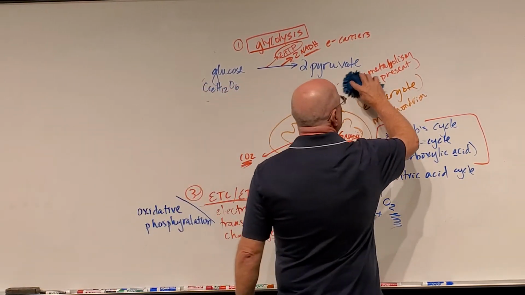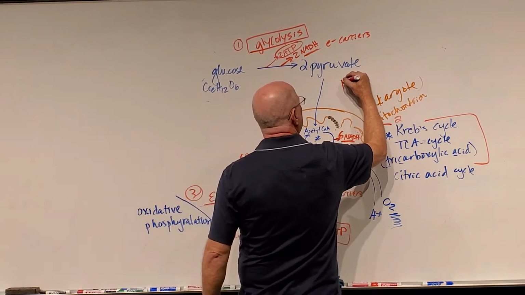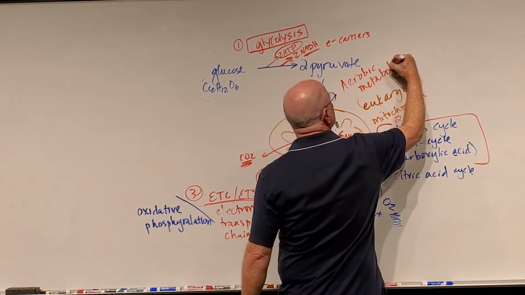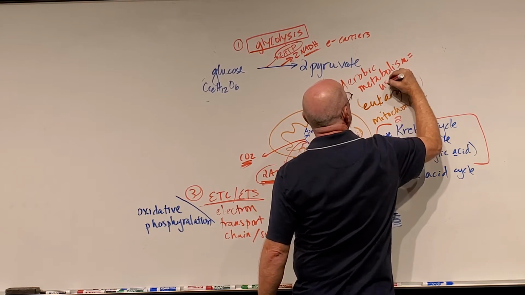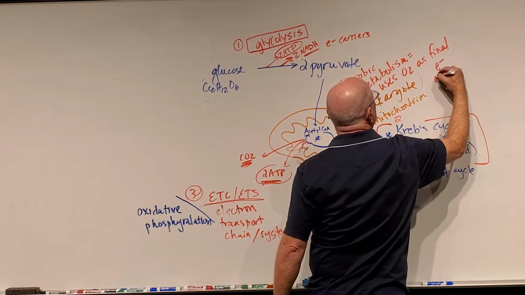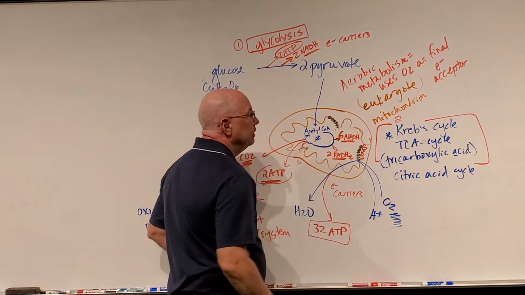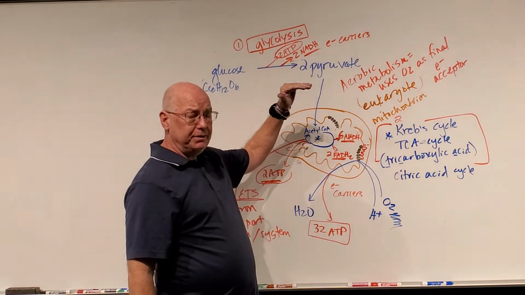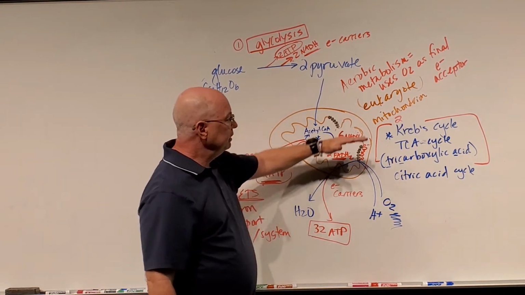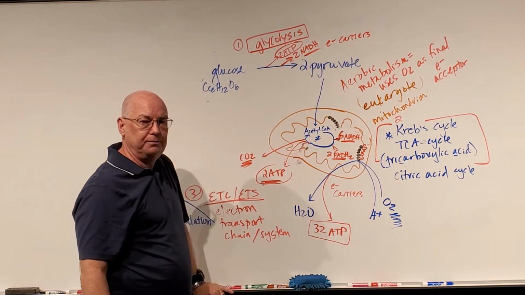So, let me erase this and rewrite it a little bit neater, but what we call aerobic metabolism uses oxygen as the final electron acceptor. And aerobic metabolism can happen in some prokaryotes. They just don't have the mitochondria. The eukaryotic cell has the mitochondrion, and that's where all of this is going to occur.